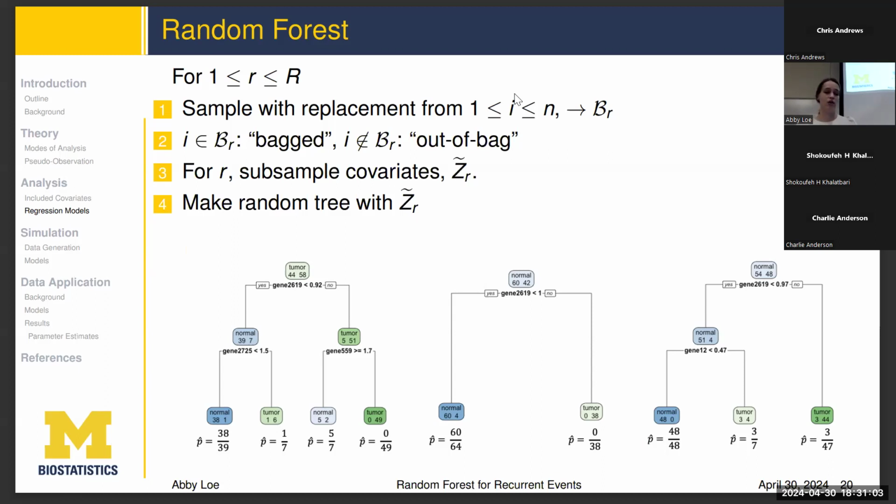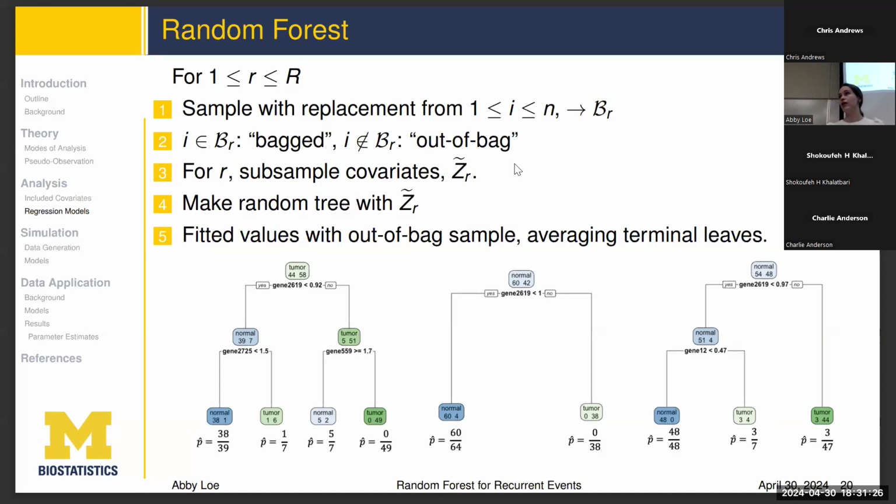A couple of things to notice. We subsample covariates so that if there's one really important covariate, it's not always getting selected into our random tree. The subsampling of covariates helps make our trees a little bit more generalizable, gives them a little more variety, and we're going to traverse the covariate space a little bit better.